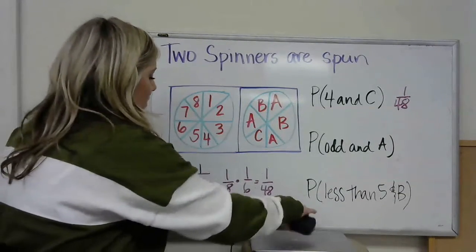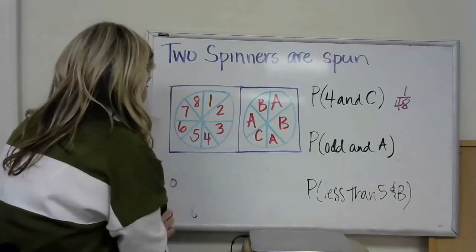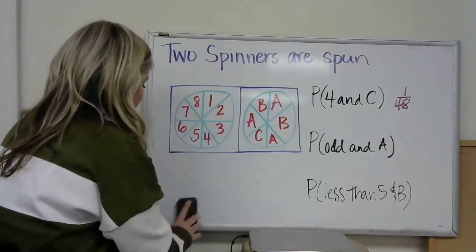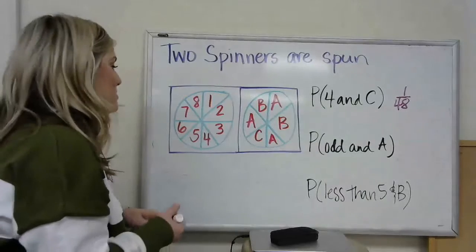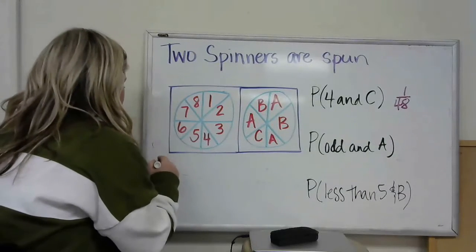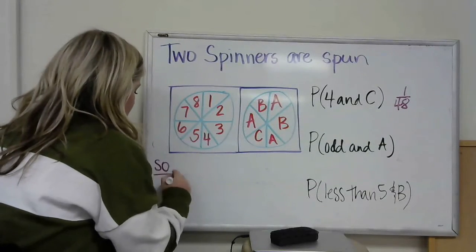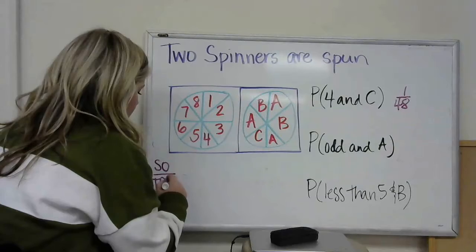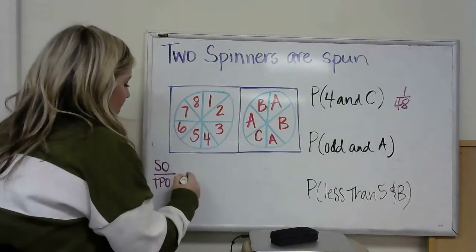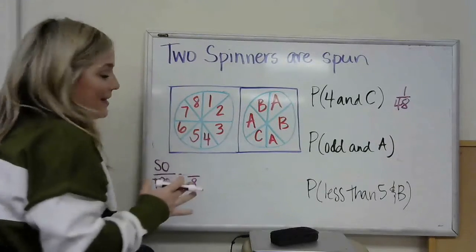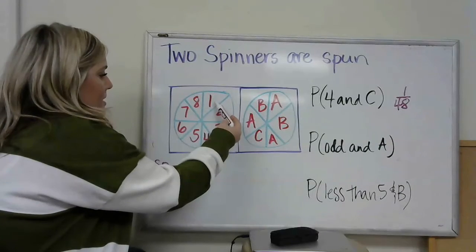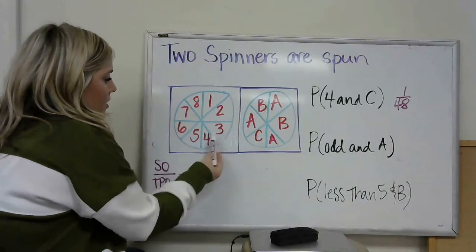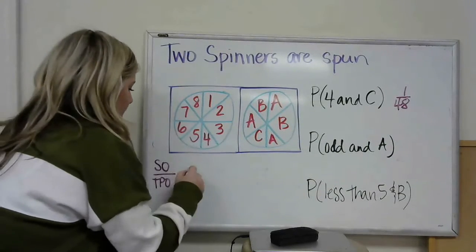So let's go to the next one. What is the probability of spinning an odd and then an A? An odd number. So I'm going to do SO, spinning an odd, out of total possible outcomes. I have 8 total possible outcomes. That's the easiest; I can see that. And then an odd number: 1 is odd, 2, 3, 4 odds.